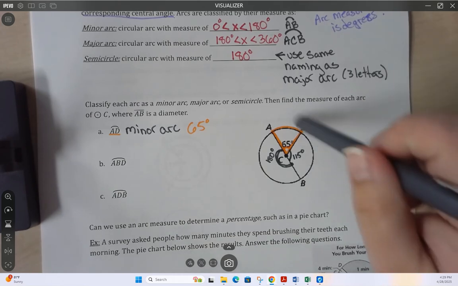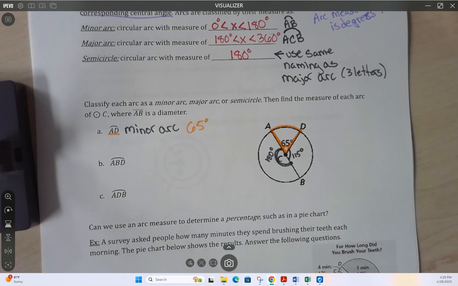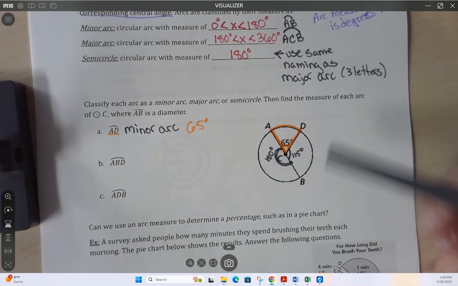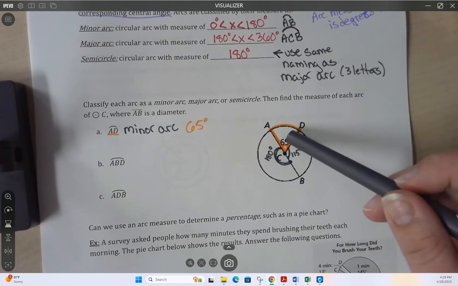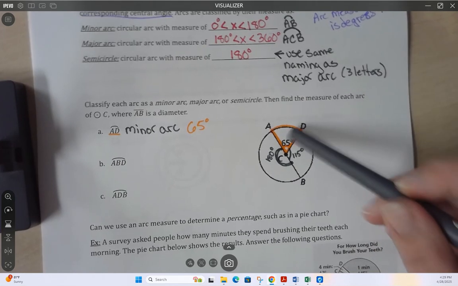So there may be times that you find it easier just to figure out what all those missing measurements are before you even start answering these questions. So now, I have these 3 measurements. One was given, I found the others. I already found AD was minor and it was 65.